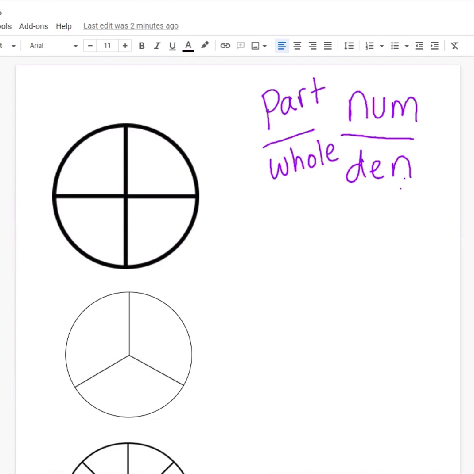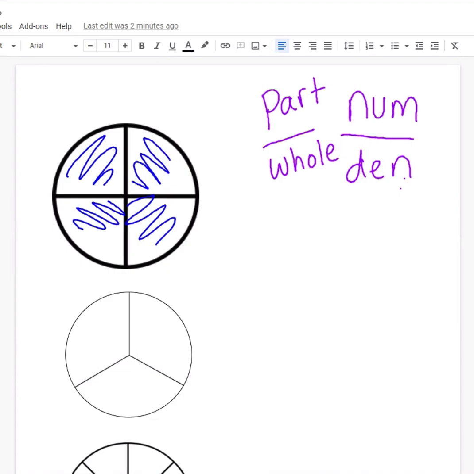So let's look at this example over here. I am going to shade this piece and this piece and this piece and this piece. Okay, so let's talk real quick. What part is shaded? How many are shaded? Well, you've got 4 parts that are shaded, right? 1, 2, 3, 4. How many total pieces do we have in this circle? How many pieces are in the whole? Also 4. So 4 over 4 is a fraction. 4/4 is how you would say that.